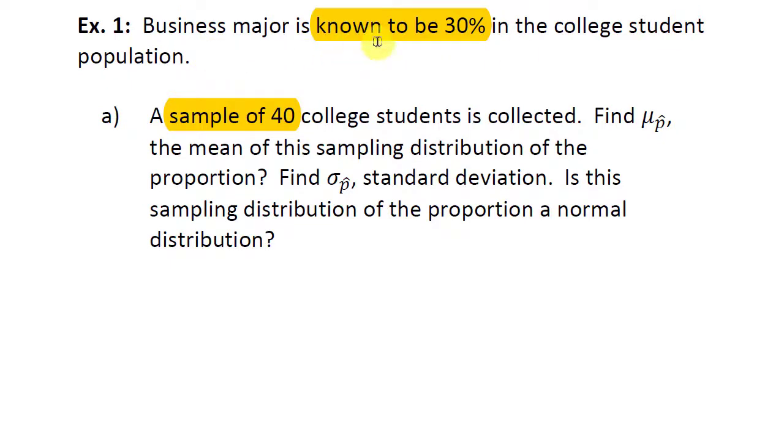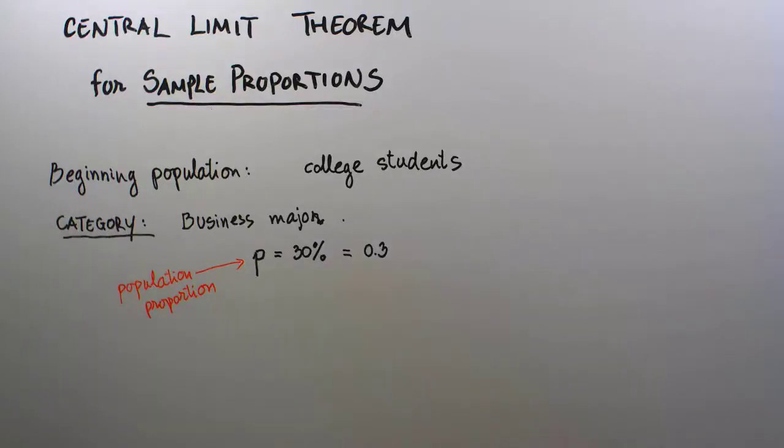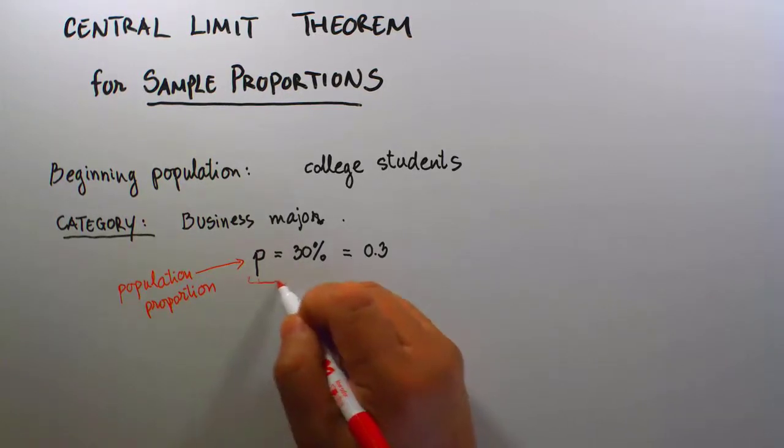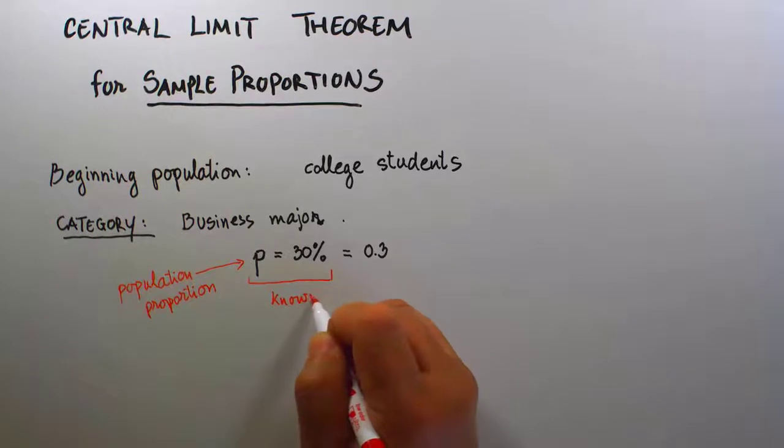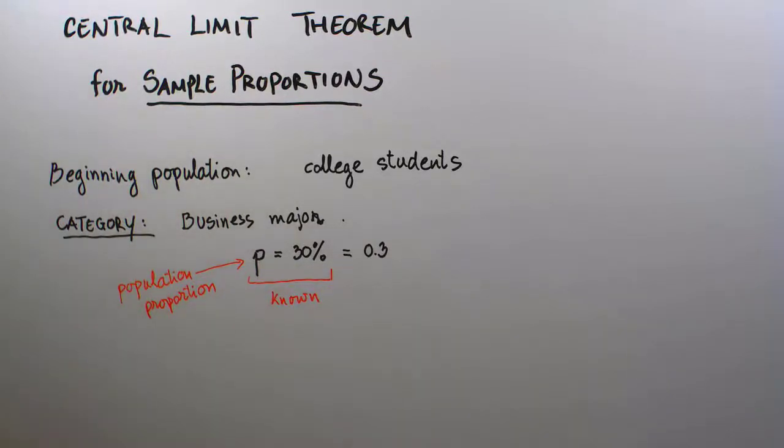So it is still correct that this must be a population proportion. And so here, our population proportion is known. So we have a known population proportion. And really, this is it. This is all from the beginning description of our beginning population.